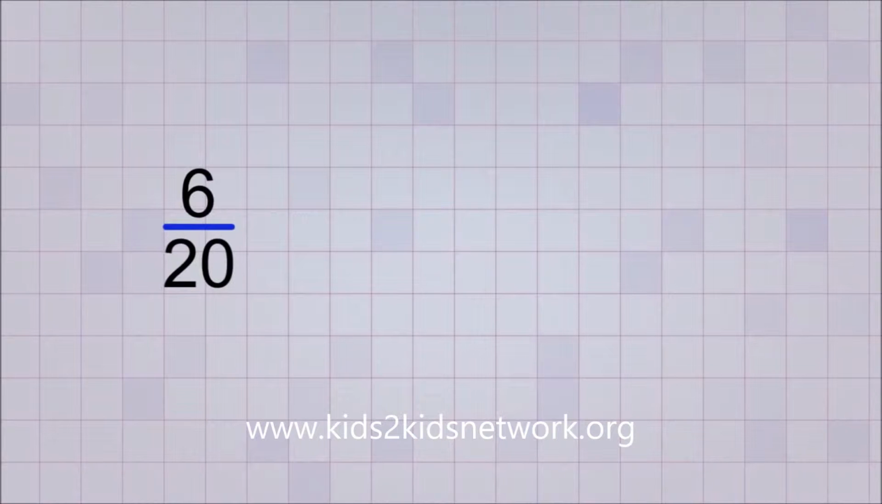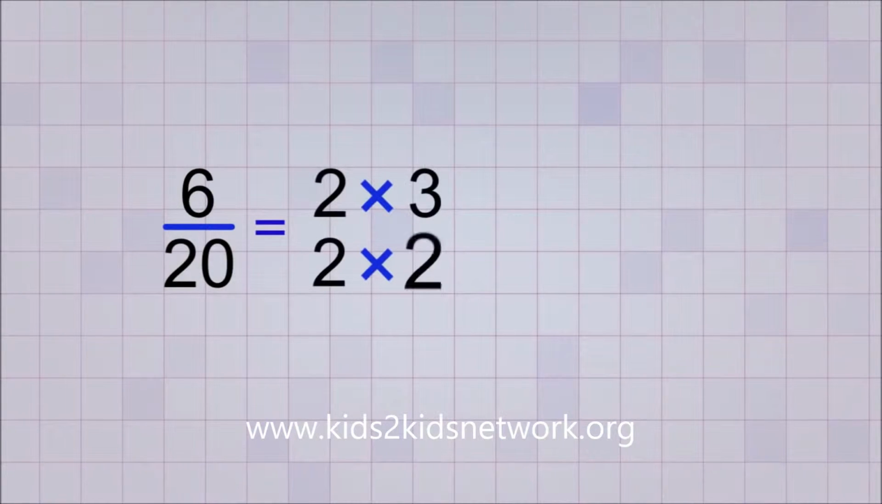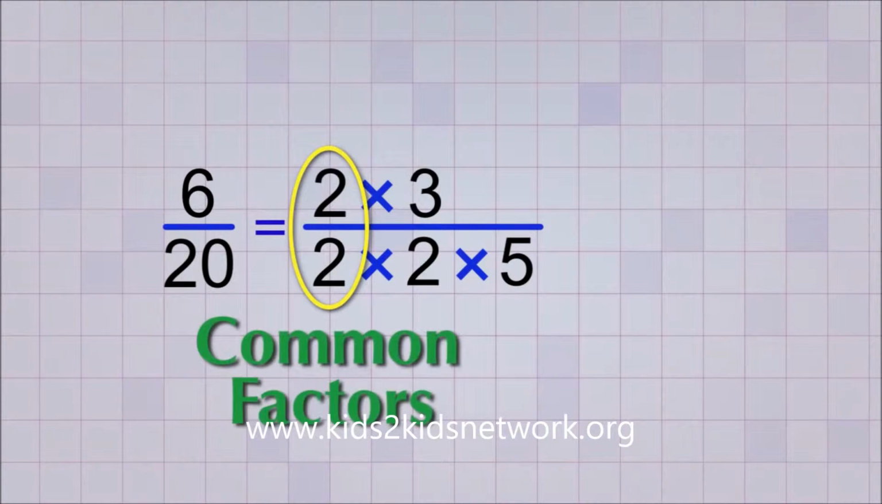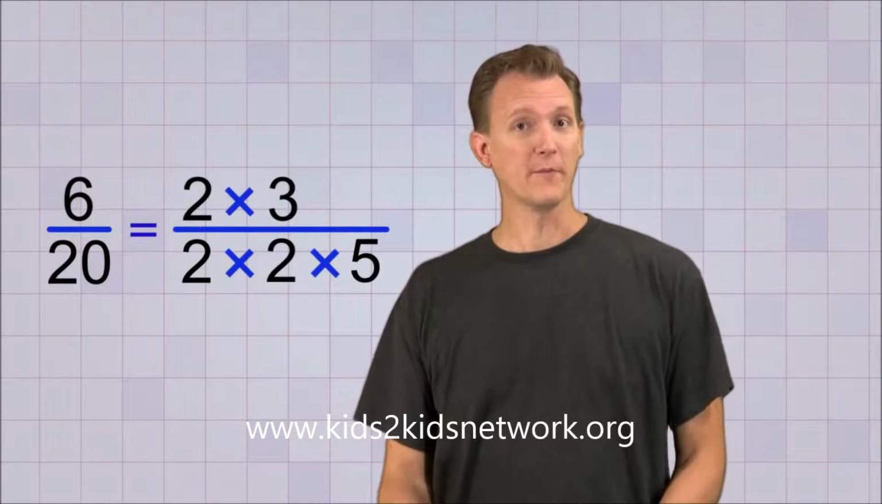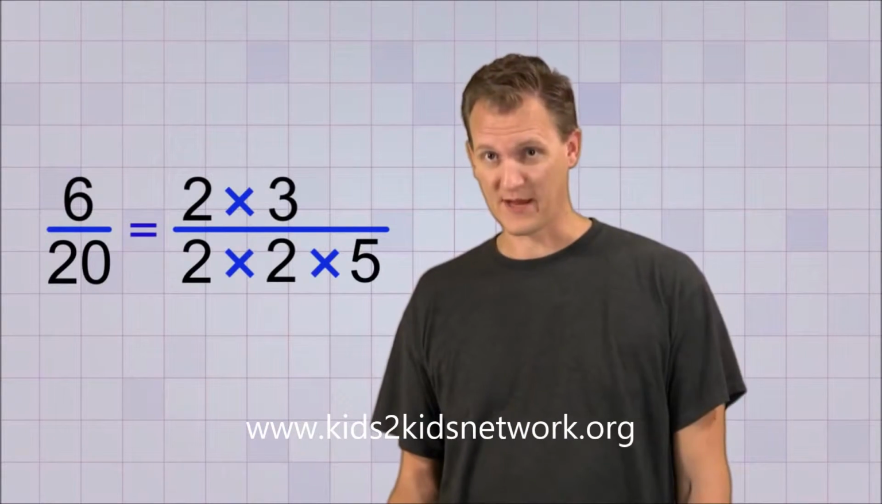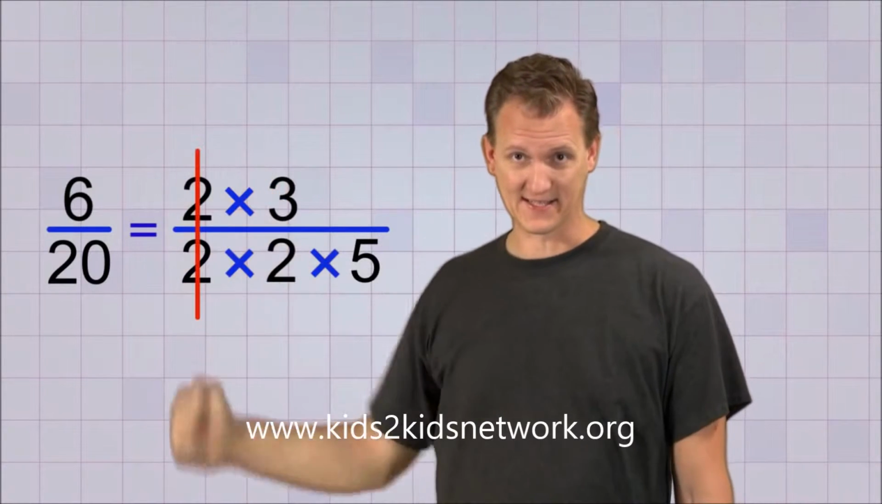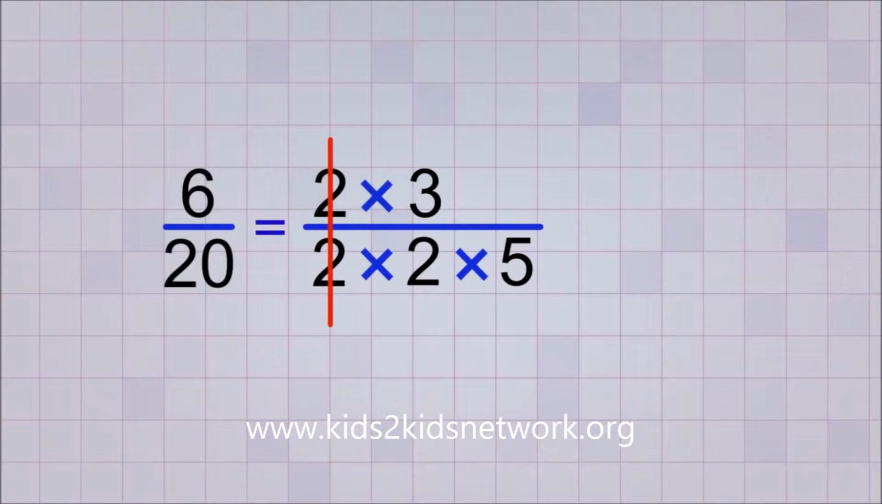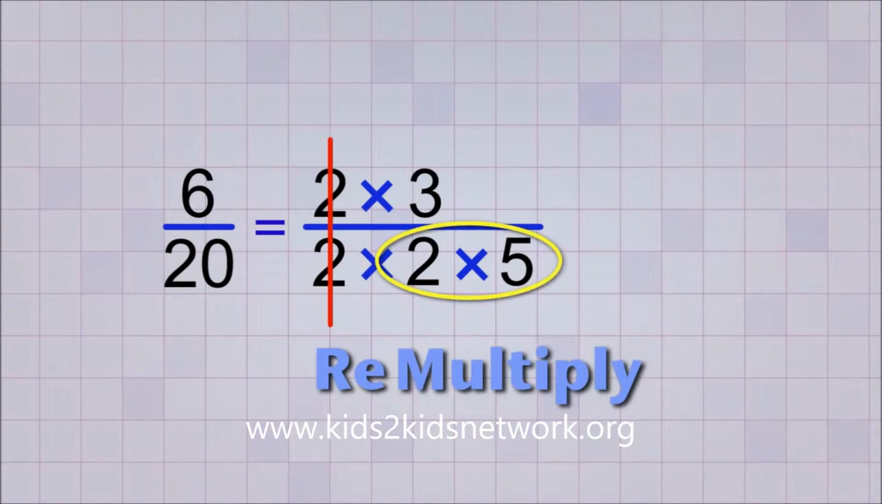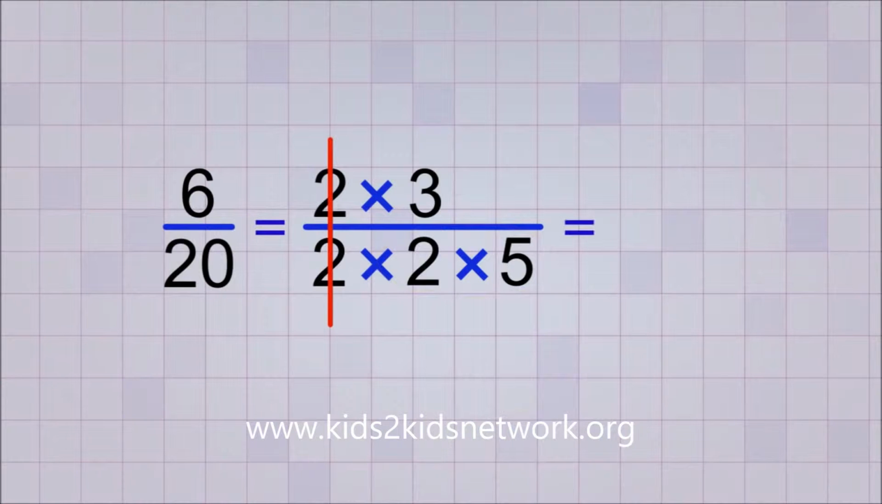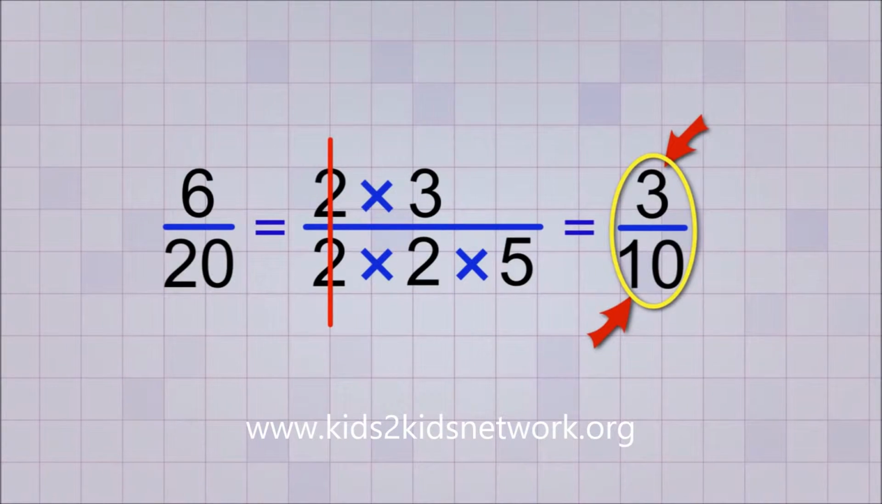First, replace the top and bottom numbers of the fraction with their prime factors. Next, look to see if any of the factors are the same on the top and bottom. If they are, then we call them common factors because they're something that both the top and bottom have in common. If you find a pair of common factors, you can cancel them out. Just draw a line through them, like this. And last, once all the common factors have been canceled, you need to remultiply any factors that are left over on the top or bottom. This makes sure that you end up with only one number on the top and bottom of your simplified fraction.